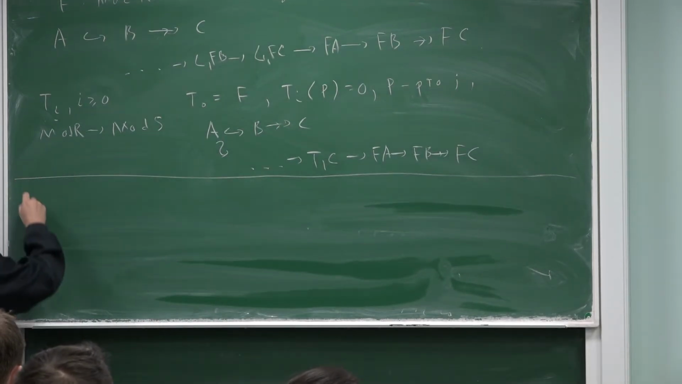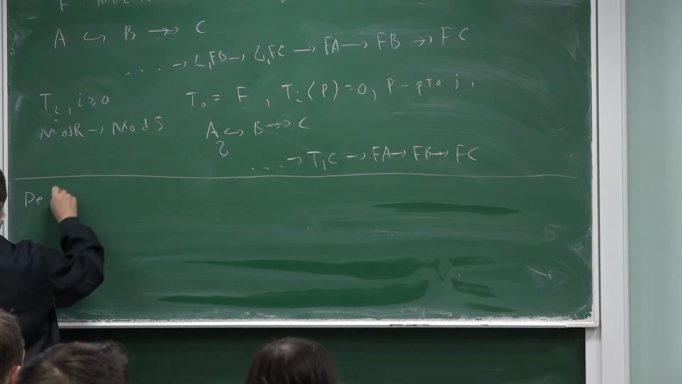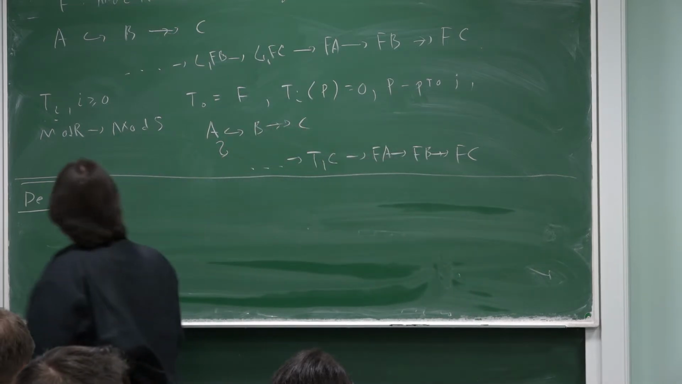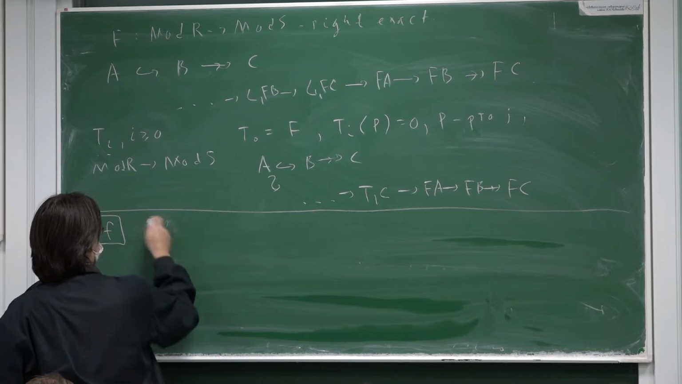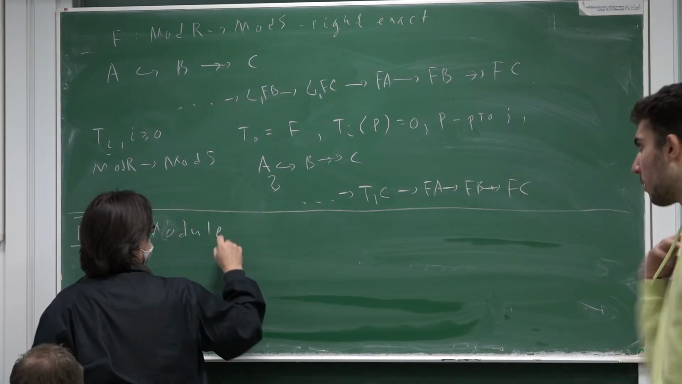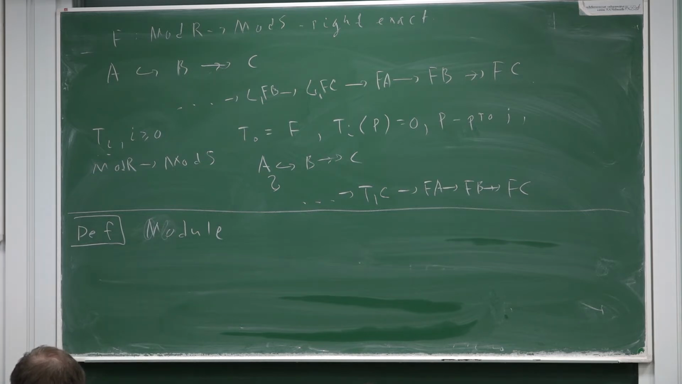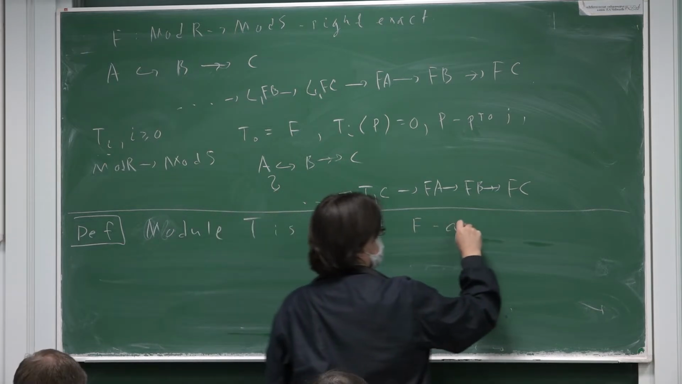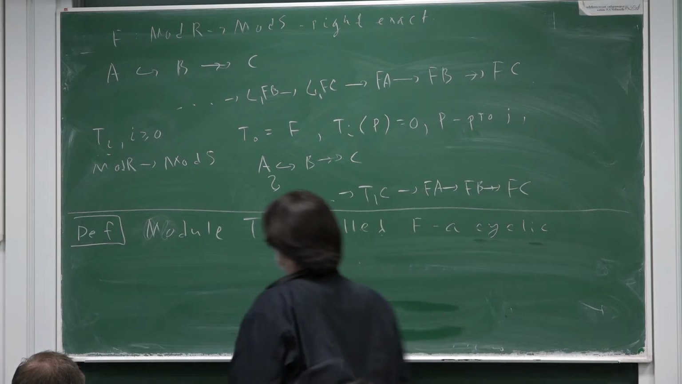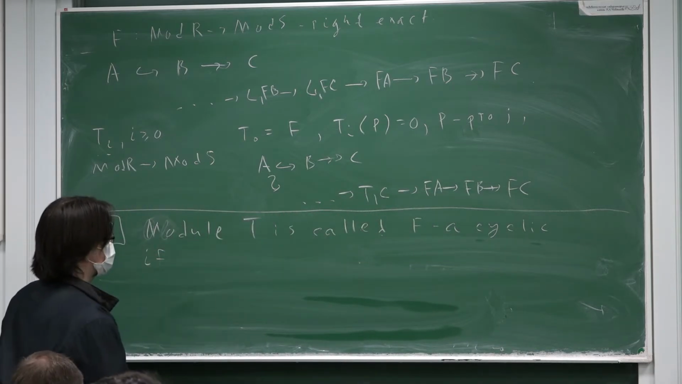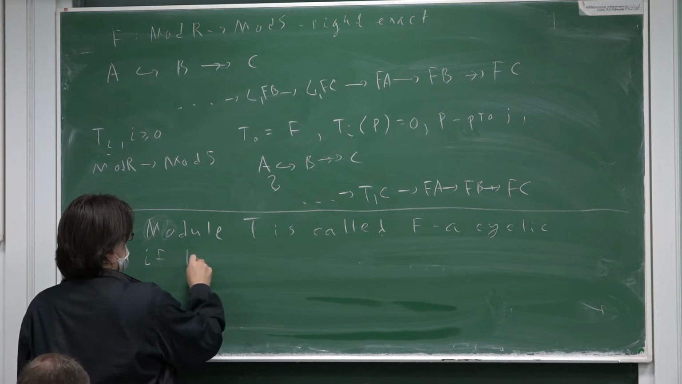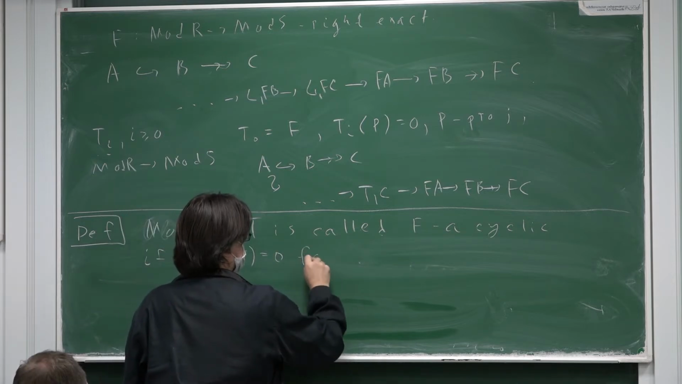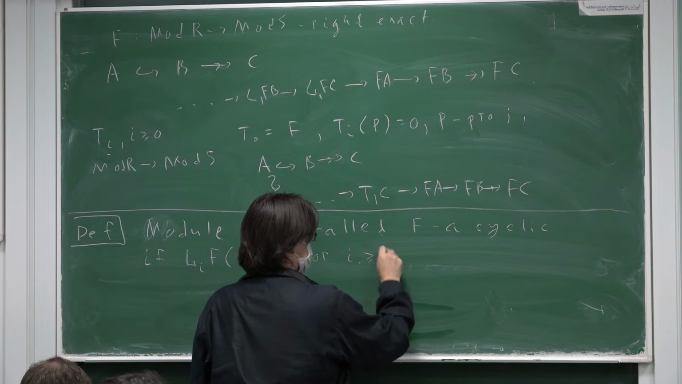Now one more definition. Let us again have a right exact functor F. Then an object, a module T for example, is called F-acyclic if L_i F of T is 0 for positive i, for i greater than or equal to 1.